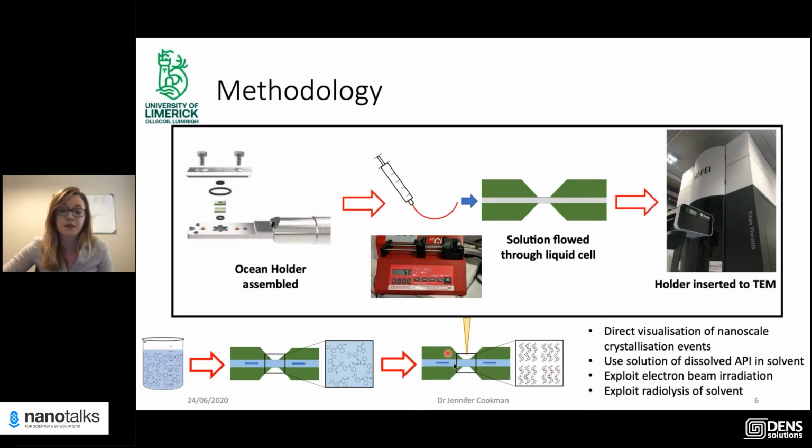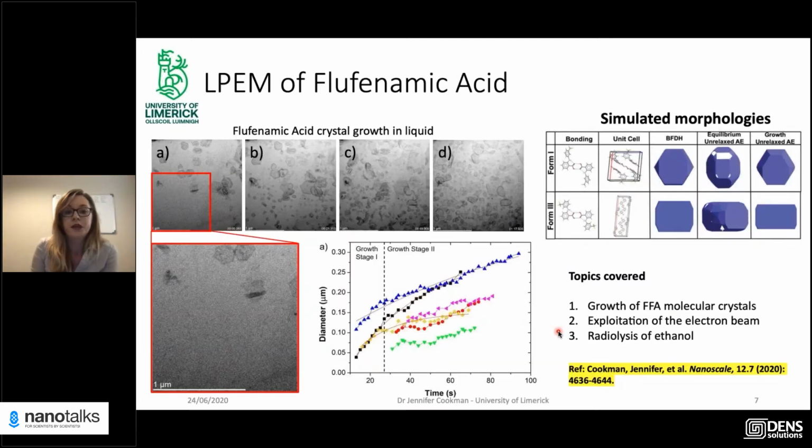and then using the electron beam, we exploit that energy input from the electron beam to crystallize the crystals of flufenamic acid. So in essence, in addition, because of the nice detectors that we have, the OneView and the K2, we can get direct real-time visualization of the nanoscale crystallization events by exploiting the electron beam irradiation. And part of that also will be exploiting the radiolysis of the solvent, which I'll explain a little bit later in the presentation. So the reason why I started with flufenamic acid is because it was a nice negative control.